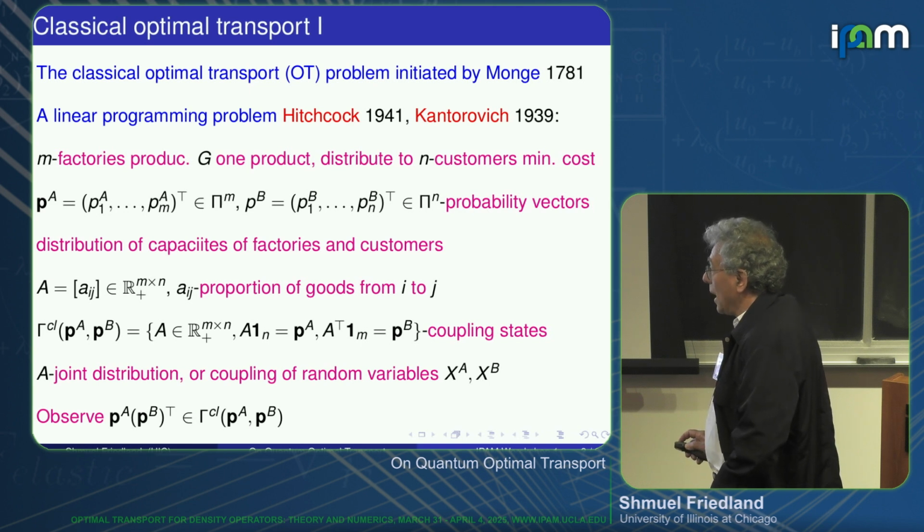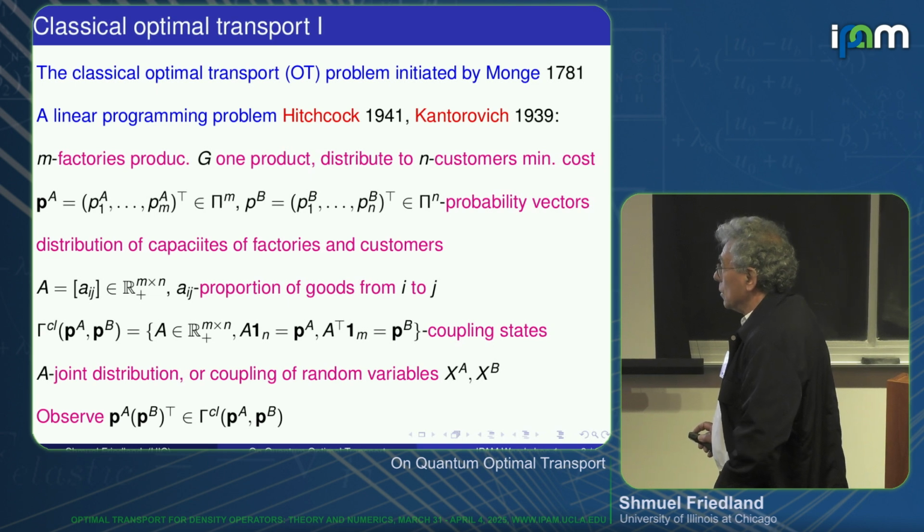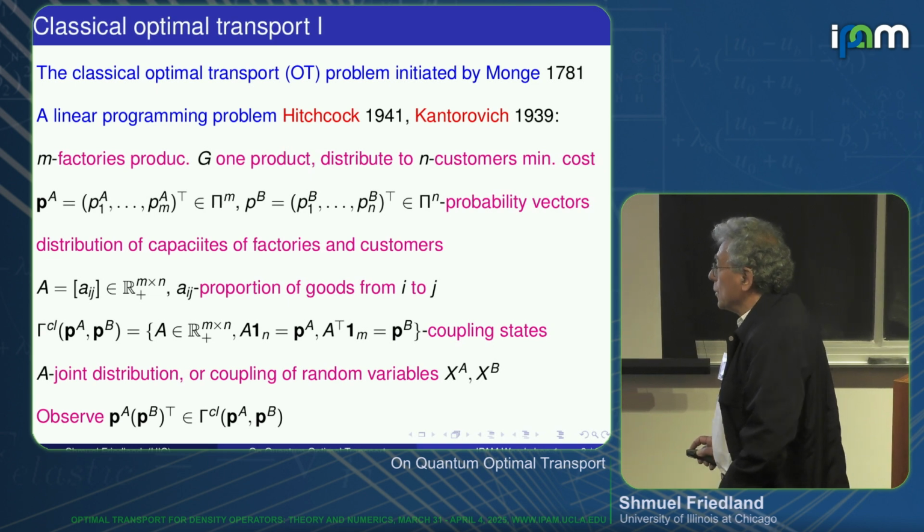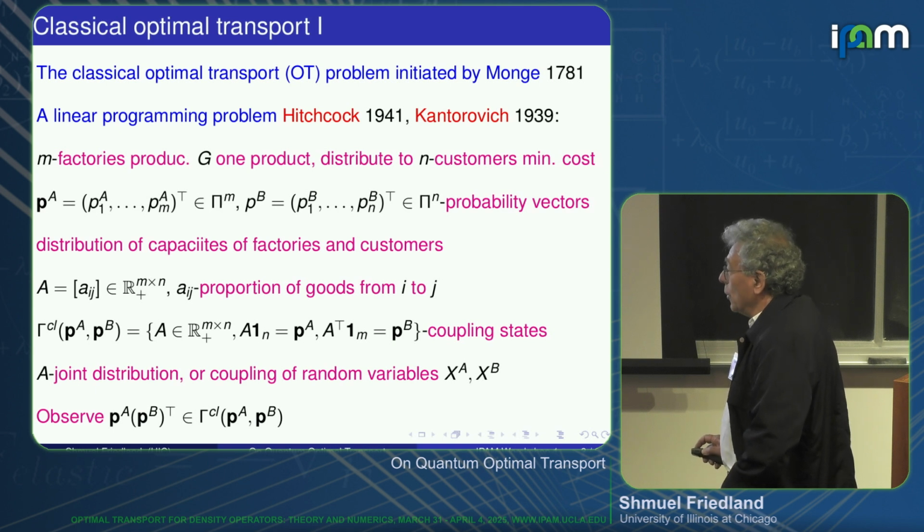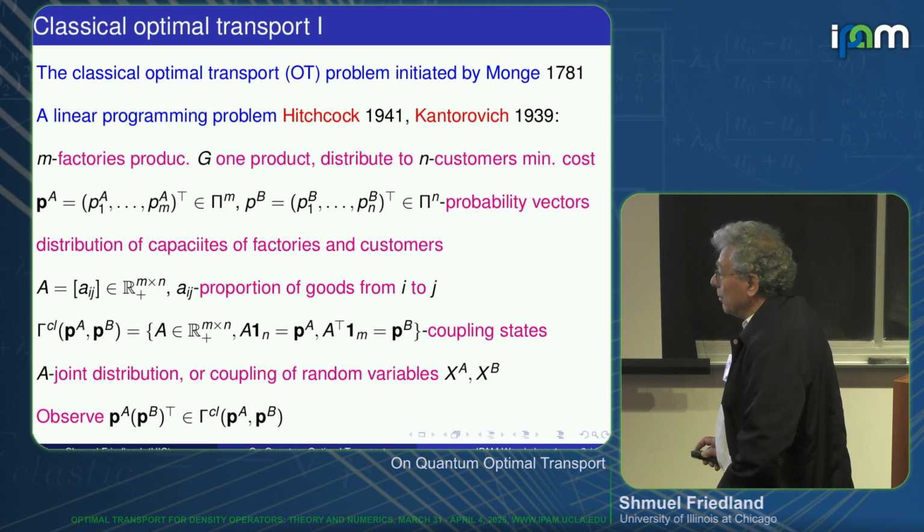So if you sum on the rows of A, you're going to get the distribution P_A, and sum on columns, you're going to get the distribution P_B. Okay? And let's call this one Gamma classical. It's the set of all possible couplings of 2 given probability vectors. And you observe that this is non-empty because this matrix P_A P_B^T is in this classical set. All my vectors are column vectors. Okay, next.